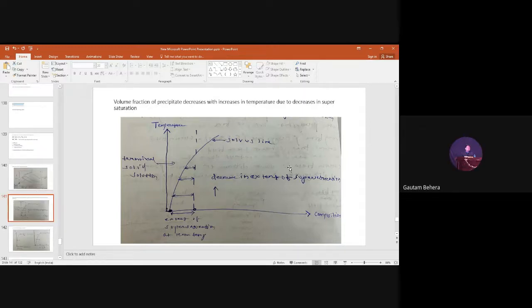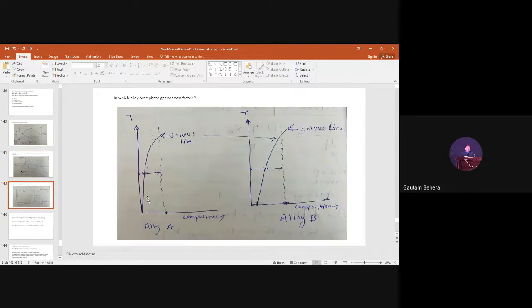So you can see here what is happening. This is your solvus line. This is the single phase and this is the two phase region. And if you remember, if this is the composition of your alloy, this much is the extent of supersaturation, from this one to this one. You can see the extent of supersaturation is this much and this much and this much, with this being the temperature direction, right? That means with increasing temperature, the extent of supersaturation is decreasing. So what is happening? The volume fraction of the precipitate is decreasing. That is the answer with increasing temperature.